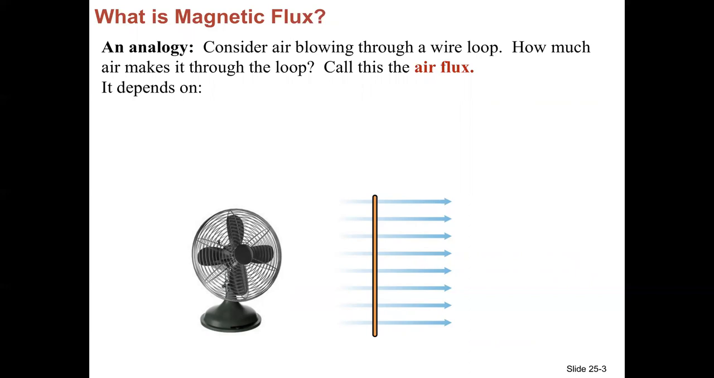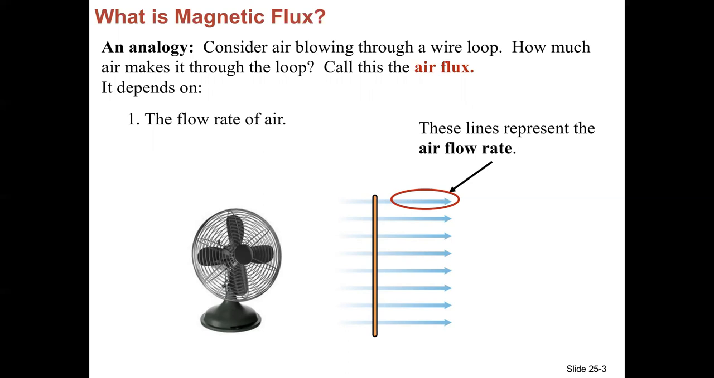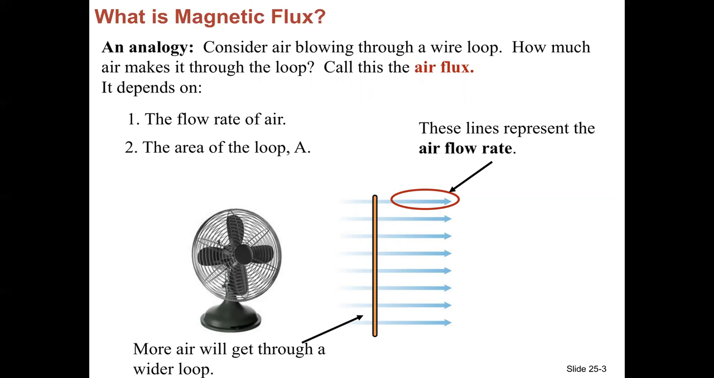So what does it depend on? What makes the air flux, or the air flowing through the loop, bigger or smaller? You could imagine it depends on how fast the fan is pushing, just how quickly the air is moving. So it should be proportional to the flow rate of air. It should, hopefully you can see, be proportional to how big our loop is. So the bigger the loop, the more air molecules we're going to get flowing through the center of the loop. And critically, and this is the harder thing to see, it depends on how the loop is oriented.